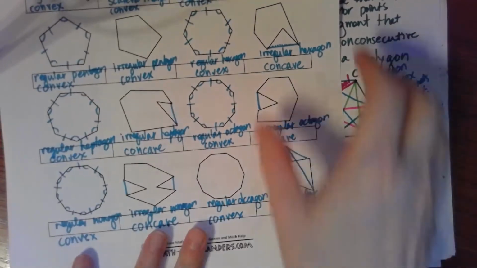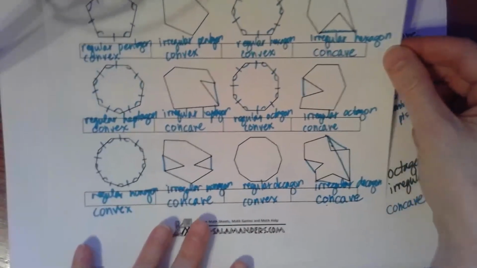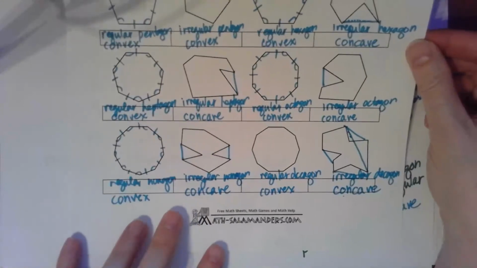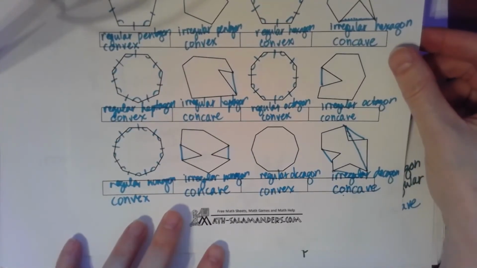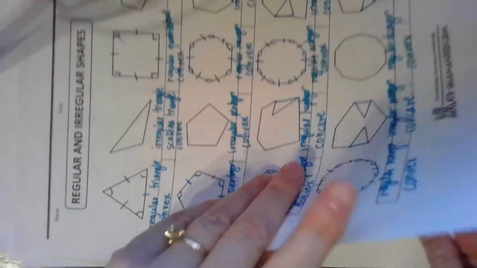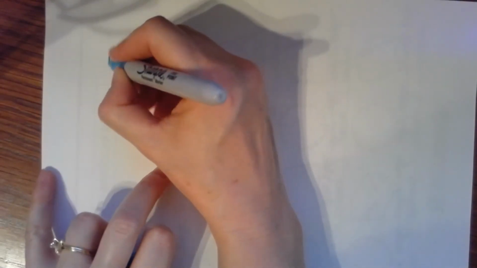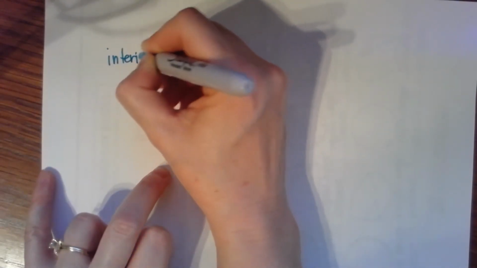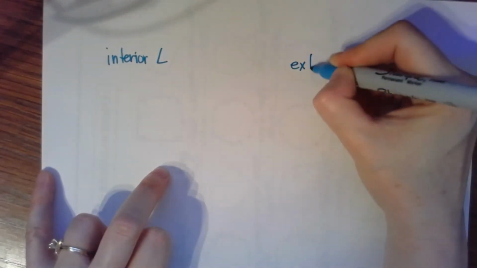Okay, so that is classifying convex and concave. And the last thing that we want to look at is something called interior and exterior angles in polygons. Okay. So we've got interior angles and we have exterior angles.